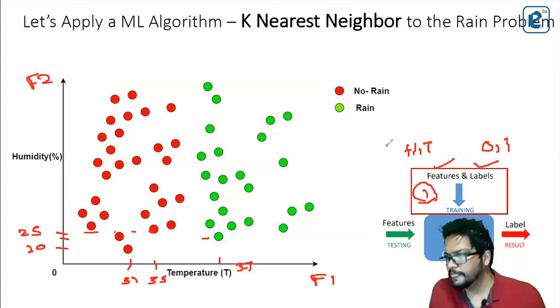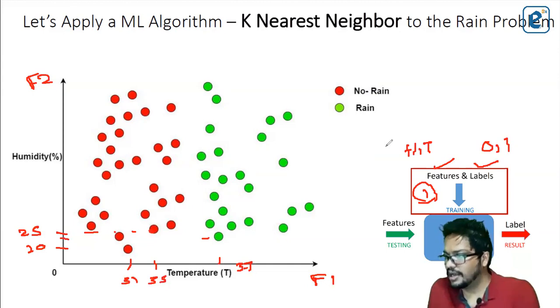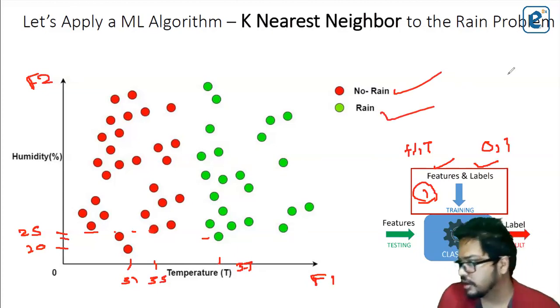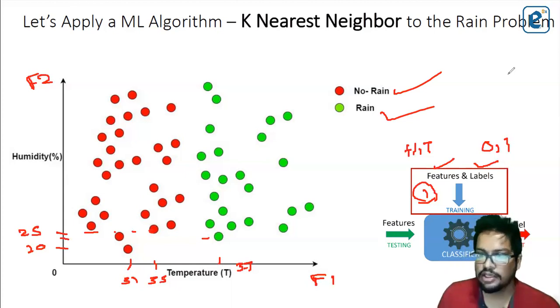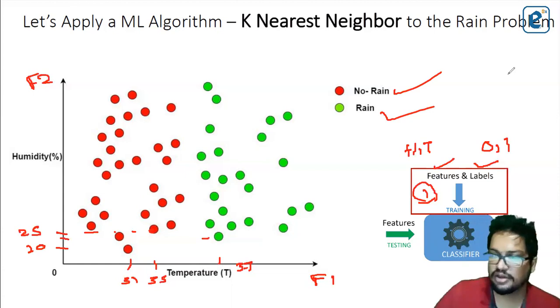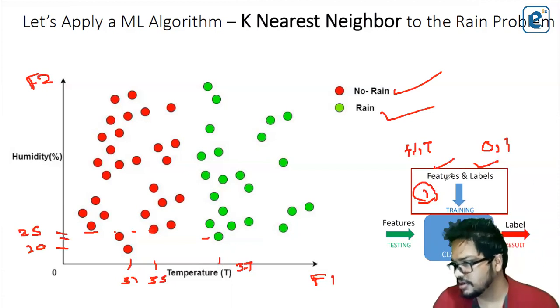Then what we are going to do, I'm going to show the rain class and no rain class using 2 colors. Let's say the red color is for no rain and green color is for rain, right? So 2 colors are there, no rain and rain, right? So this is what happens in training. Nothing actually happened. It's just placing it in this kind of a graph, right? Okay. So now the training is done. Nothing happens. This is all that happens, right?